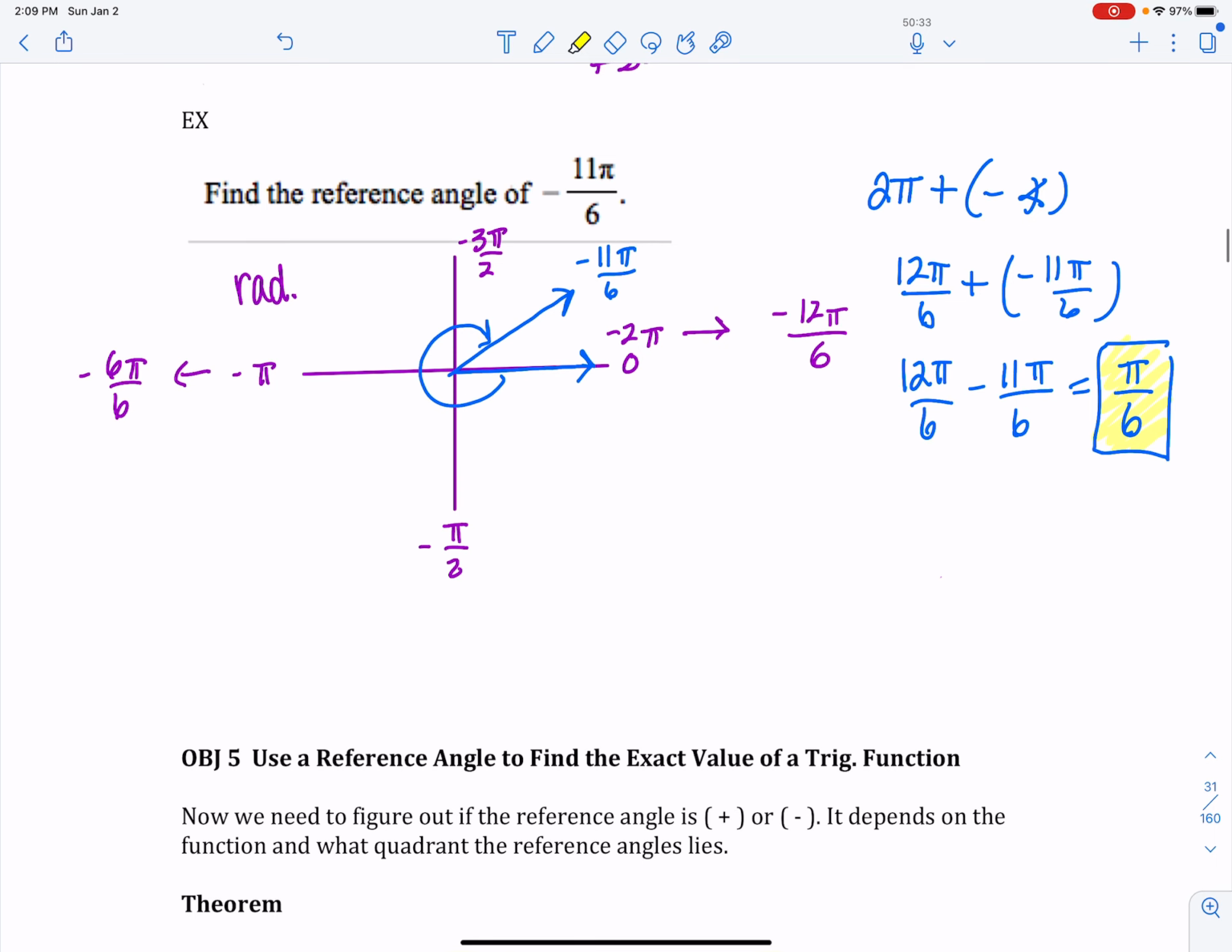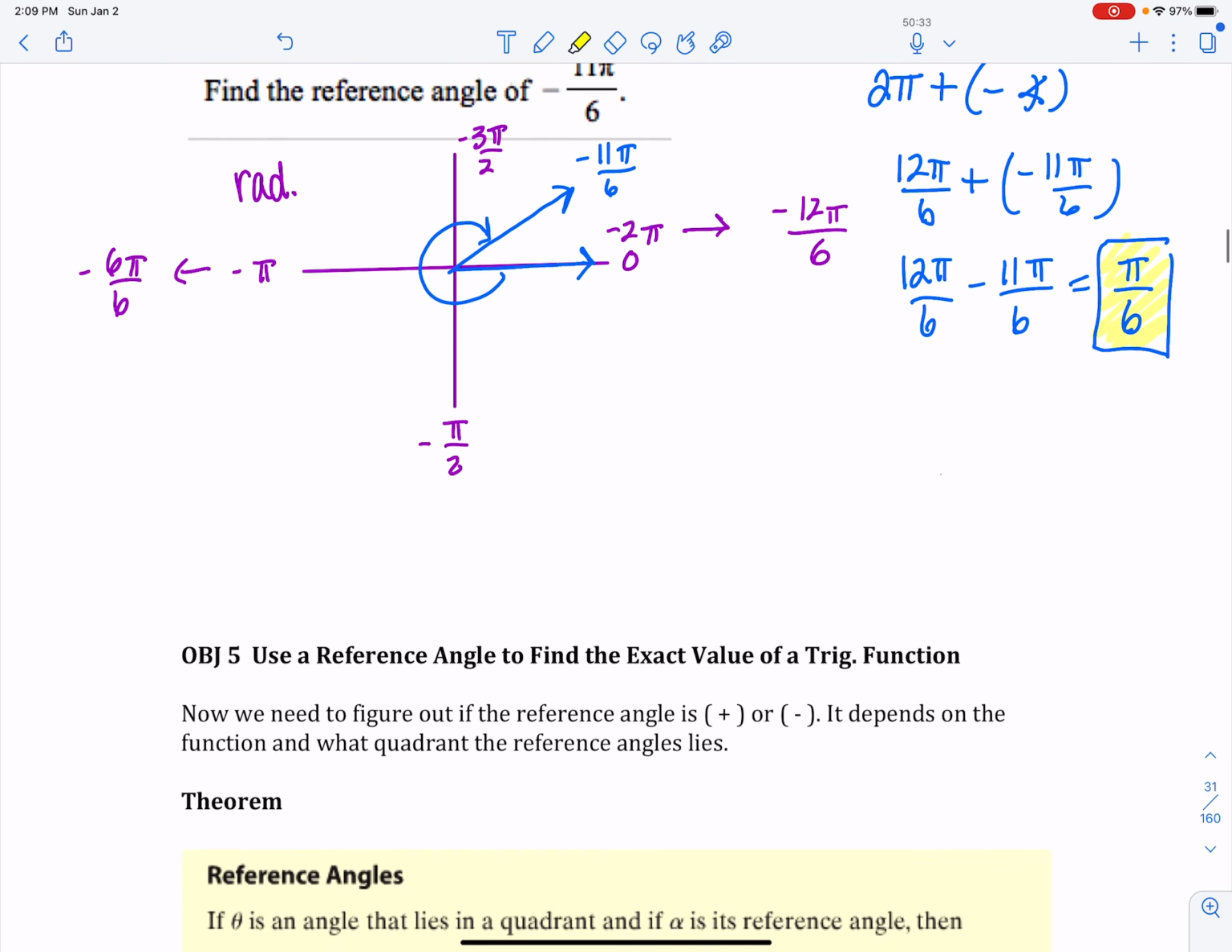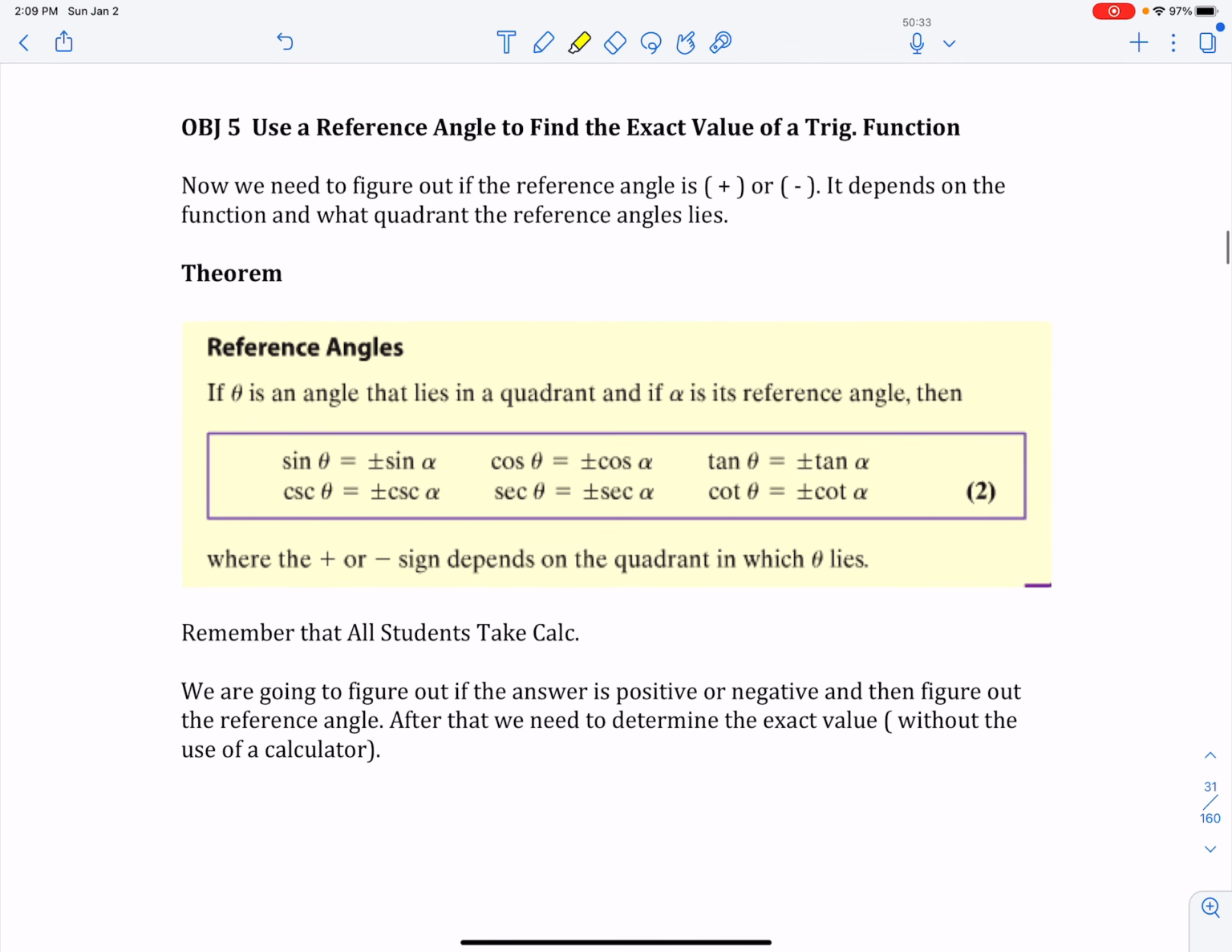All right. So now let's take this up a notch into objective number 5. Use a reference angle to find the exact values of the trig functions. Now you need to do two things. One, you have to figure out the reference angle, and then two, you have to figure out if your reference angle is going to be positive or negative. To figure that out, it depends on what quadrant you're in, and also it depends on what function we're looking at. So for reference angles, sine can be positive or negative. Cosine can be positive or negative. Tangent can be positive or negative, and same with the reciprocal functions.